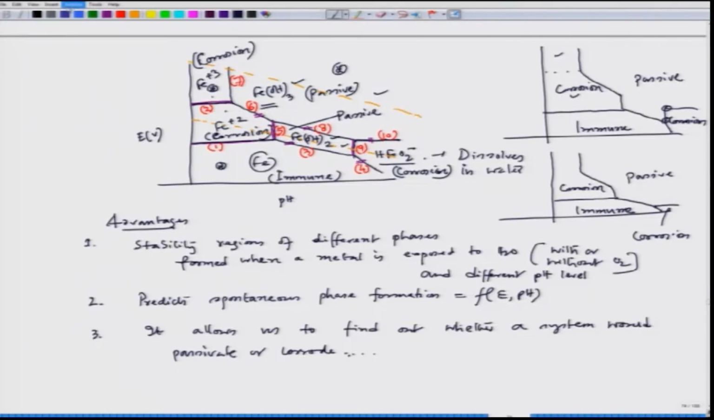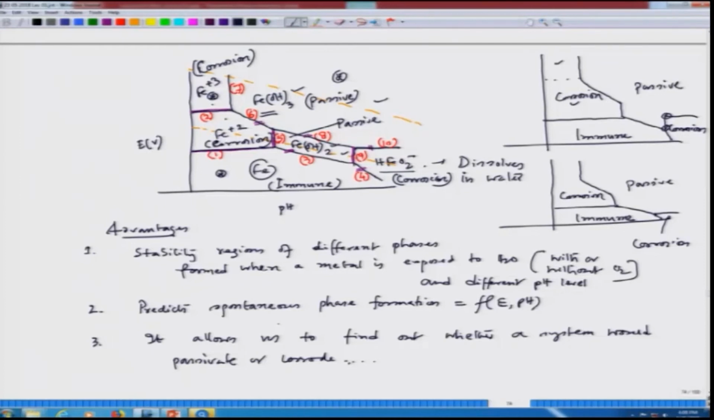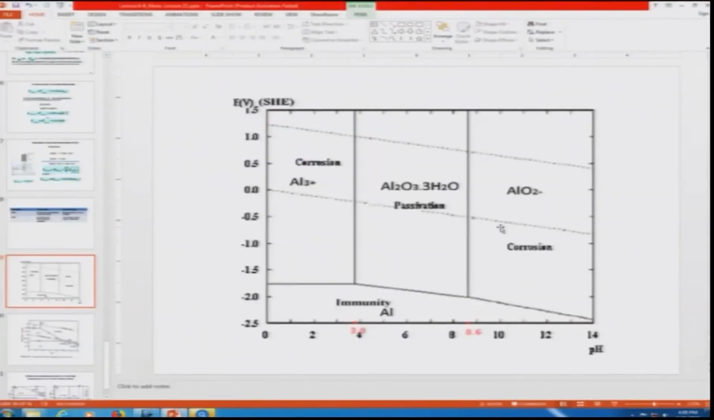iron and aluminium systems. This is the aluminium Pourbaix diagram. If we see that when the pH level is 8.6, as I show with the cursor, beyond that we do get AlO2 minus and then it would corrode. But when the pH is between 3.9 and 8.6 and the potential is within this region, the Al2O3 region, we do get passivity. But in case of iron, the situation is different.